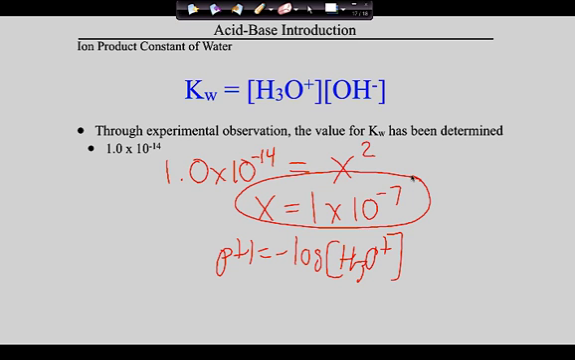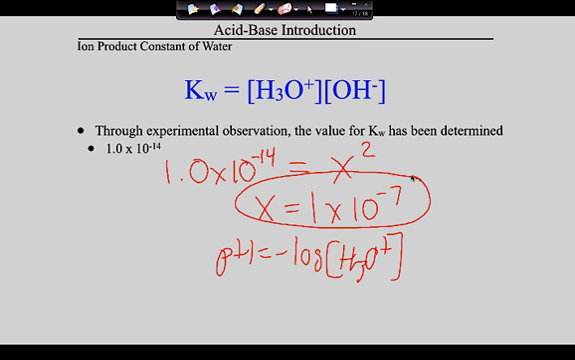The reason water has a pH of 7 is because at any given moment, the molarity of hydrogen ion is 1 times 10 to the negative 7th. And we know that because we can work this backwards, understanding that hydronium and hydroxide have got to be the same. So this is the fundamental reason that water has a pH of 7, because the molarity of hydronium ion is 1 times 10 to the negative 7th, as given by this relationship.